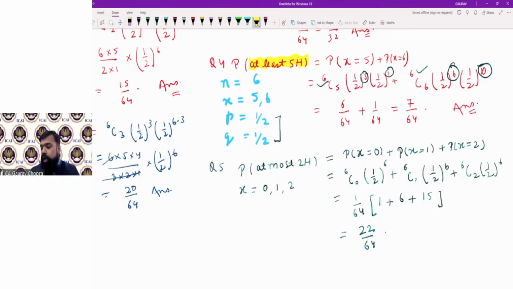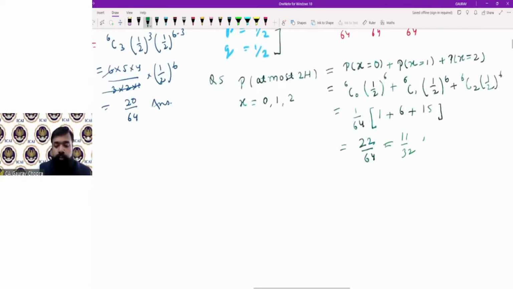So Shreya has given the answer 11 by 32. Okay. Then Manish has also given the answer. Alpit Uncle, Dimple, Nikita. Great. So this time everyone is correct.